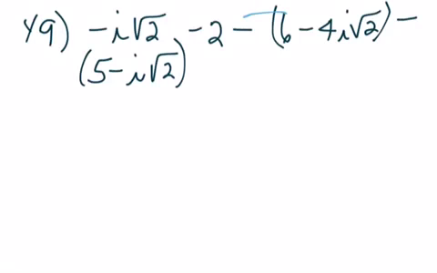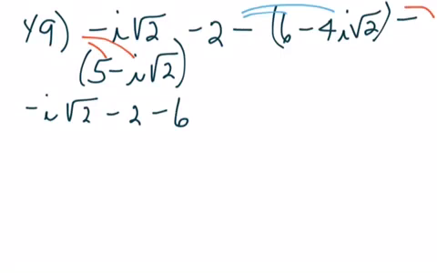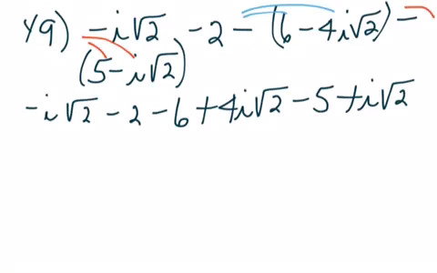We have to distribute the negative through each of the parentheses. So this negative would be distributed to the 5 and to the negative I square root of 2. So that gives us negative I square root of 2 minus 2 minus 6 plus 4I square root of 2 minus 5 plus I square root of 2. If you will look, these two will cancel, so we only have 4I square root of 2 left. Then negative 2 minus 6 minus 5 is negative 13.